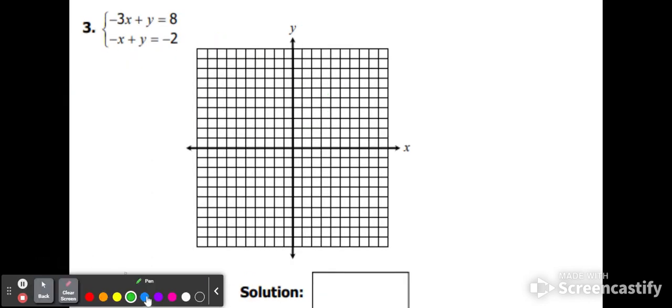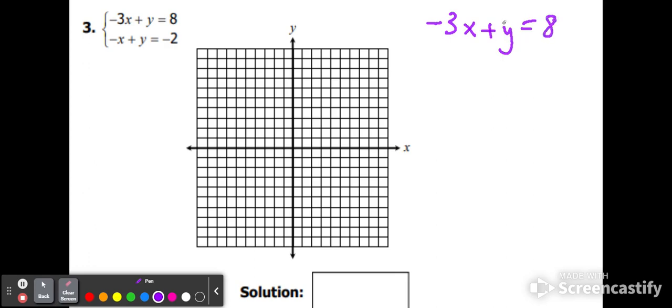Okay, let's take a look at one more example. So here you'll notice that we do not have equations in slope-intercept form. I'm sure you could see that coming. So we need to first do some work. I would use my notebook, so I have space and I can be accurate, to convert these into slope-intercept form.